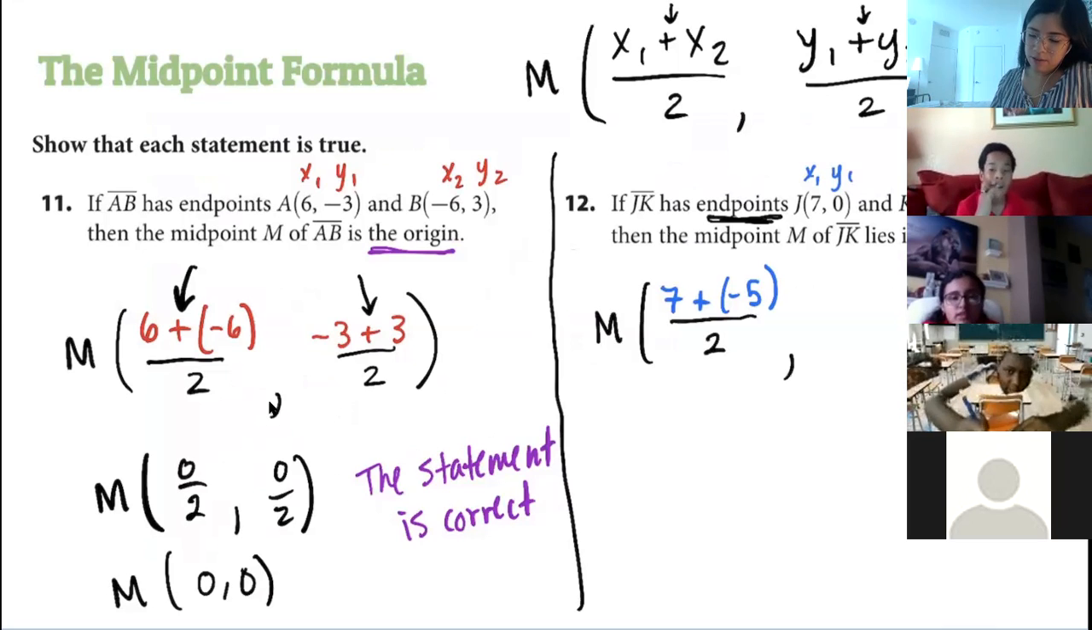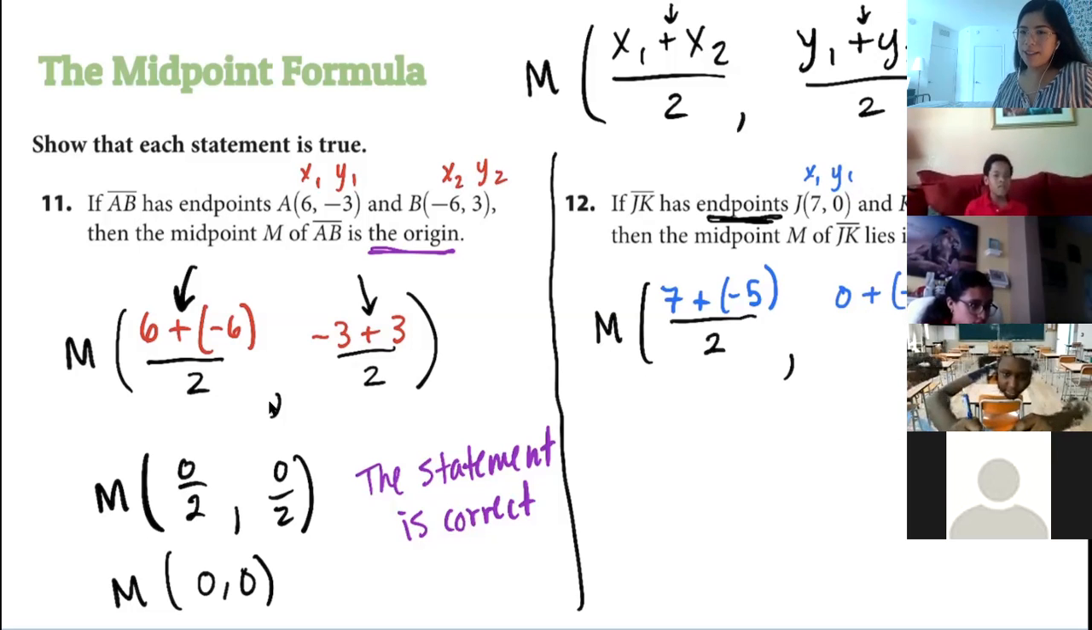And then comma, 0 plus, parentheses -4. You got it. Over 2. Here comes the hard part. This is not that hard.